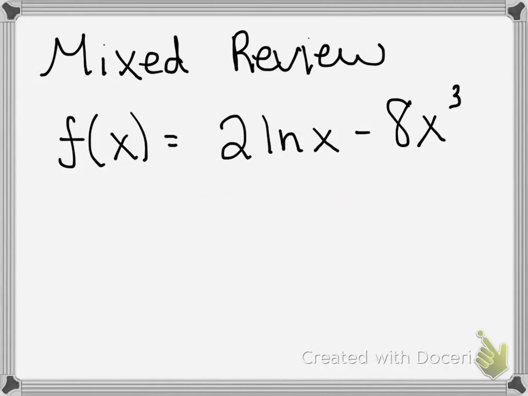Okay, so we're going to do some mixed review at this point for those rules that we just looked at. What I want you to do is write down the problem, try to take the derivative, pause the video, and then see if you get the answer correct. So go ahead and start with f of x equals 2 ln of x minus 8x to the third. Pause it, try it, and then start it again to see if you got the correct answer.